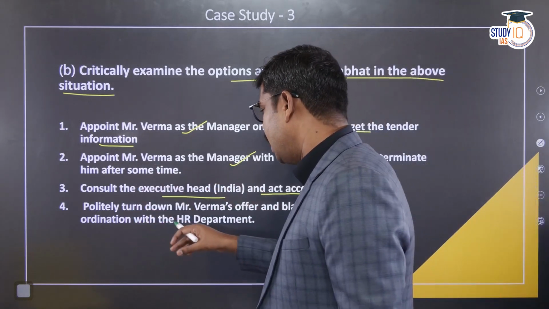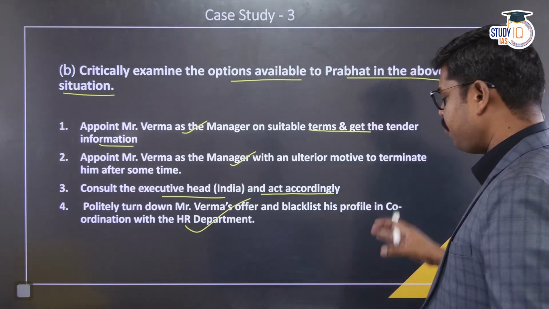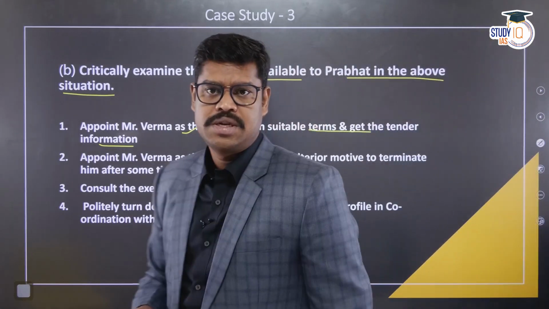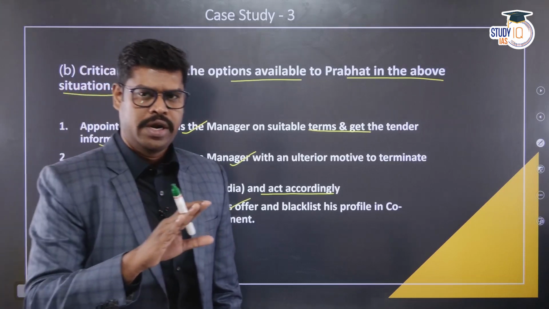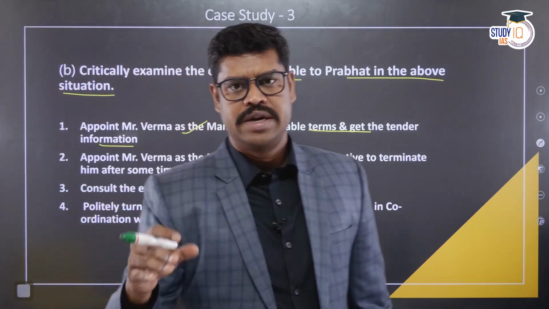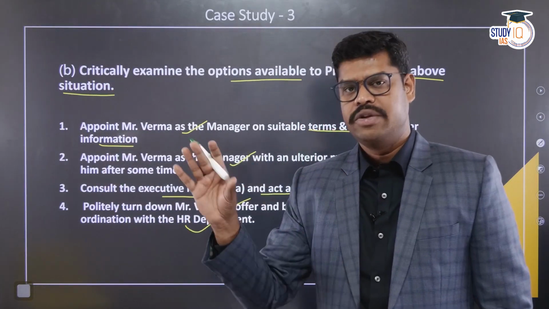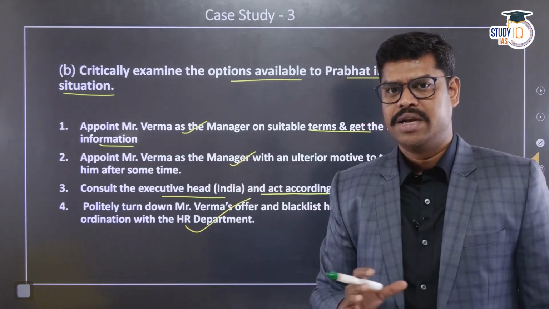Last thing, politely turn down Mr. Verma's offer and blacklist his profile in coordination with the HR department. So what Mr. Prabhat is deciding here is that he is politely refusing all the offers that have been given by Mr. Verma, because he thinks that it is completely unethical.